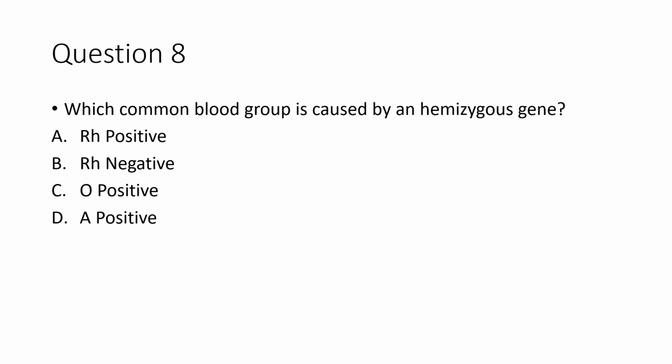Question 8. Which common blood group is caused by a hemizygous gene? A, Rh positive. B, Rh negative. C, O positive. D, A positive. The answer is B, Rh negative.